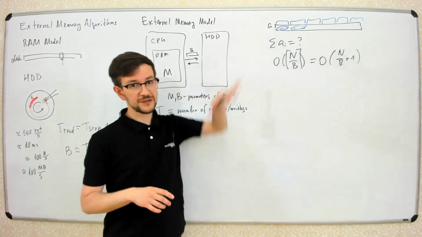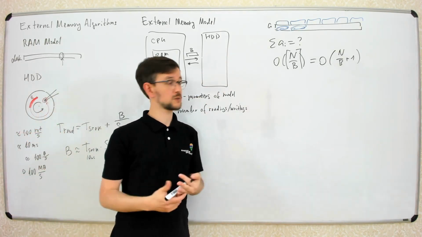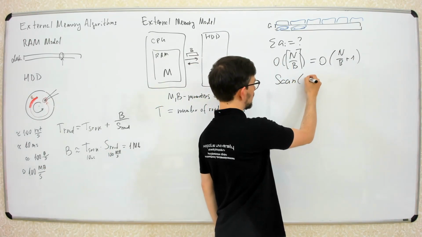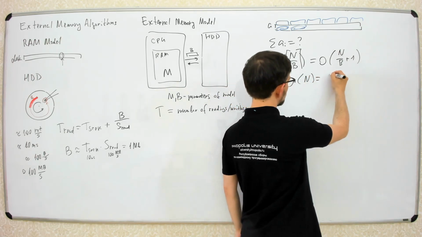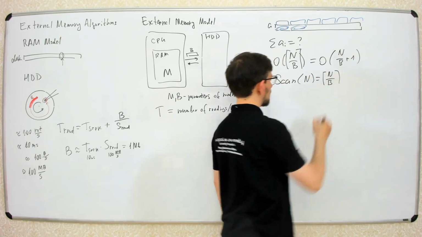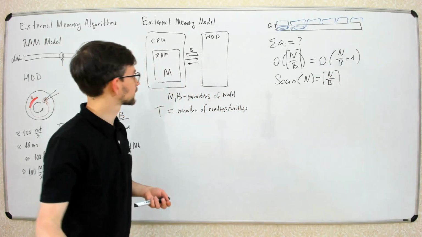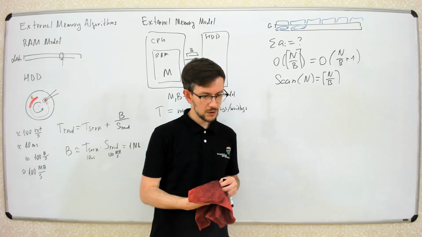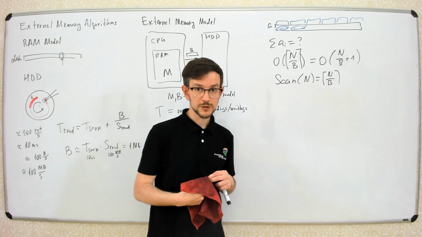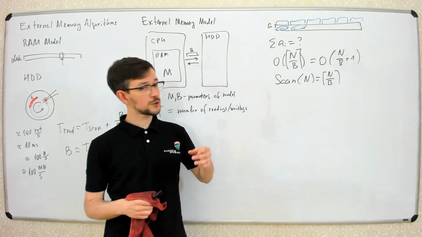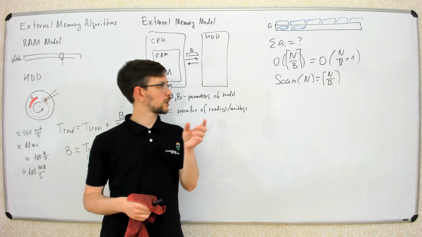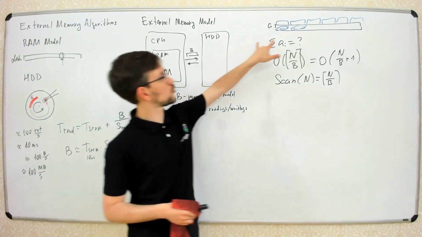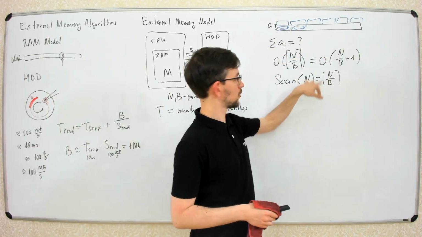So this is how you read the data from the array from the hard disk. It's quite simple. It's called scan. Scan of n is, let's say, n over b. When we're reading n elements, yes, we're reading all n elements. But we read these elements not one by one, but in blocks. And in this time complexity, we calculate the number of blocks we read. So we need to read these blocks one by one, and the number of blocks will be n over b.